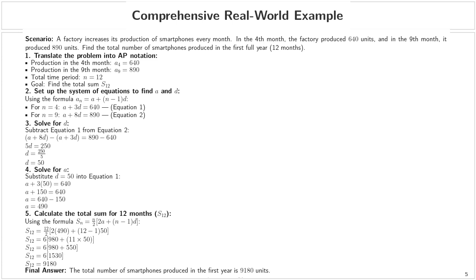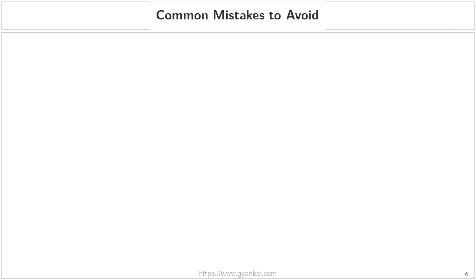Now that we have discussed the theory and the strategy for setting up equations, let's put everything we've learned into practice with a comprehensive example. To solve this, we will follow the structured process I mentioned in the previous slides. As we move to the next slide, I want you to pay close attention to the common pitfalls that might have occurred during this calculation, such as confusing the term value with the total sum. Common mistakes to avoid.